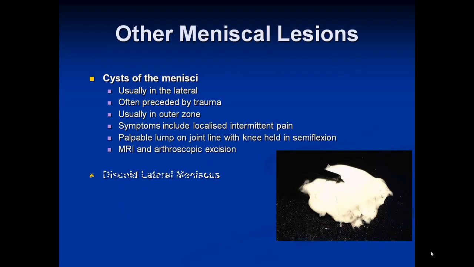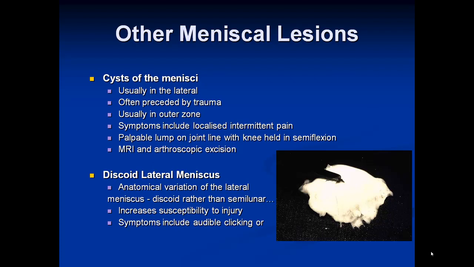Other types of meniscal dysfunctions may include cysts of the menisci and a discoid lateral meniscus. Cysts of the menisci usually occur in the lateral meniscus, as discussed previously, because of the loading, and often have some sort of trauma. They occur in the outer zone, and patients often complain of localised intermittent pain with a palpable lump across the joint line. MRI will confirm the diagnosis of cysts.